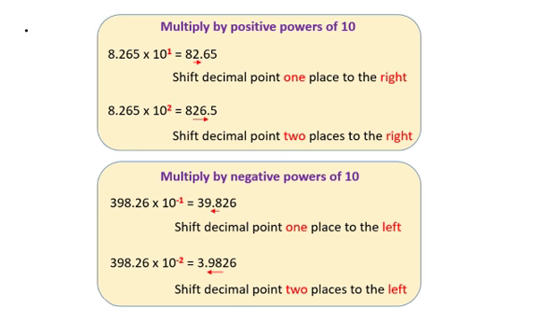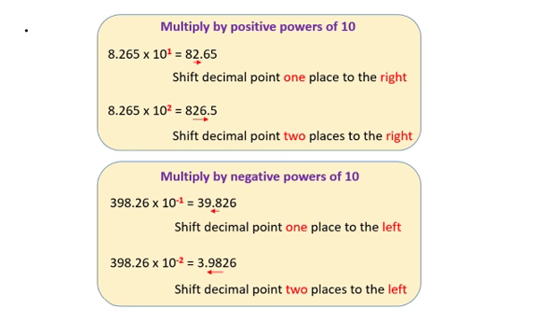Positive powers of 10. When you multiply by positive powers of 10, the decimal point moves to the right. When you multiply by negative powers of 10, the decimal point will move to the left. For example, 8.265 multiplied by 10 to the power of 1. 10 to the power of 1 is the same as 10. So 8.265 multiplied by 10. When you multiply by 10, the decimal point shifts one place to the right. So 82.65.